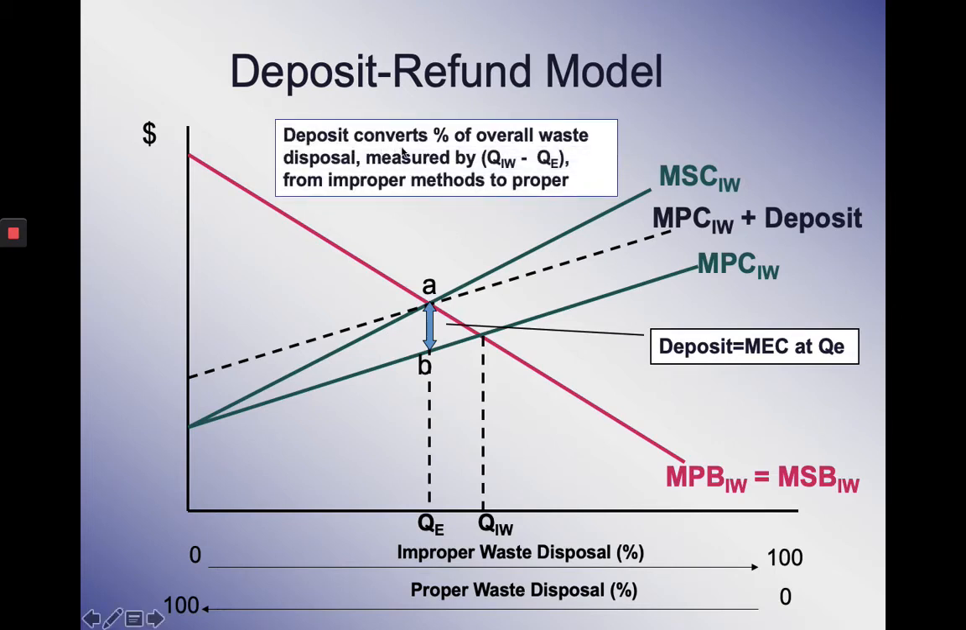Okay, deposit converts the percentage of overall waste disposal measured by QIW minus QE from improper to proper. So we have a movement towards more proper waste disposal and less of improper waste disposal. So basically that's how we show the model.